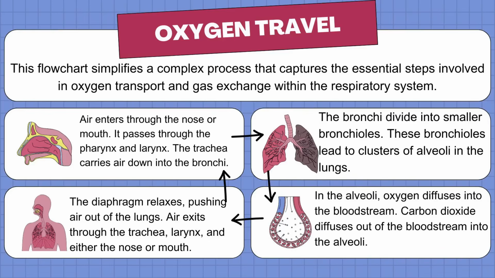Step 4. Breathing out. Finally, your diaphragm, the big muscle under your lungs, relaxes, which pushes the air back out. The carbon dioxide exits through the bronchi, trachea, larynx, and finally out of your nose or mouth. So in short, you breathe in oxygen, your body uses it, and you breathe out carbon dioxide. That's the cycle of life happening every second.